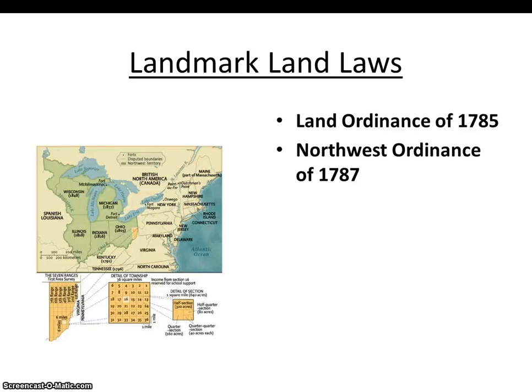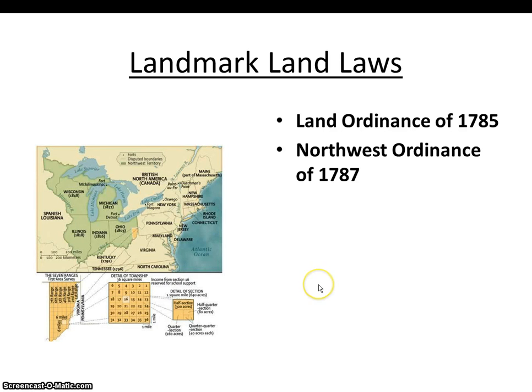It created townships that were 6 miles by 6 miles, which would make them 36 sections, and people could buy a section that was then divided into acres. So that's how we have that system that we now have even out west.